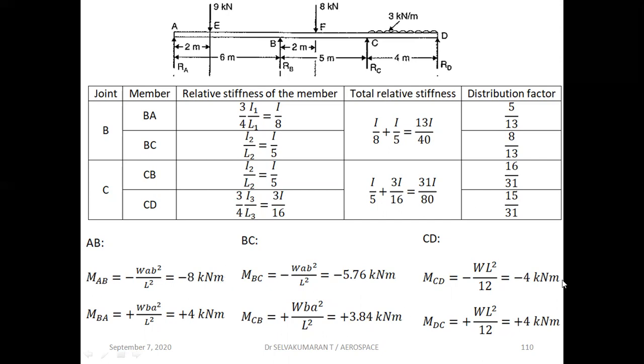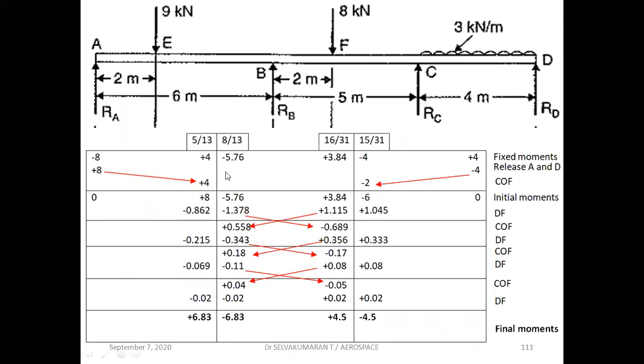Enter all these moment values along with the distribution factors in the table. This is MEAB, MBA, MBC, MCB, MCD, MDC. This is the common joint B, with BA, BC distribution factors. For C, CB, CD, this is the distribution factor. Now we have entered the fixed end moment values and distribution factors. At A and D it is simply supported, so release at A and D: add the same value with opposite sign, making it 0.